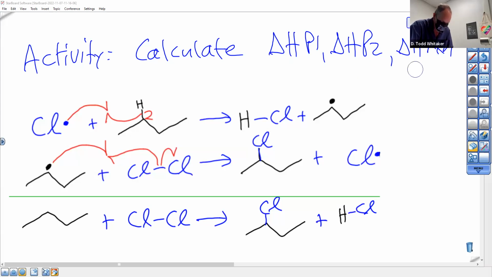All right, we're in the back. And we're going to do a quick calculate delta HP1, delta HP2, and delta H reaction. We're going to need categories. And we're going to have to remember breaking is endothermic, making is exothermic. Do not reinvent the rules of the energetics of the universe.